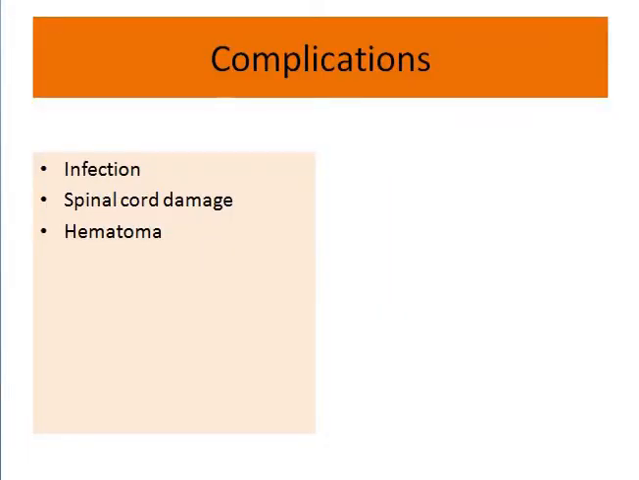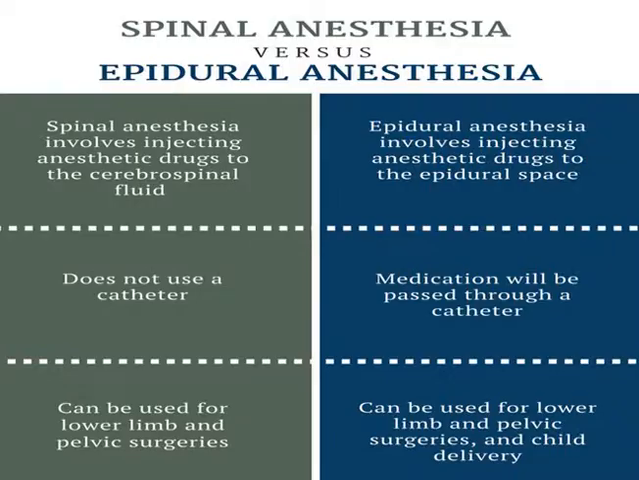The various complications of epidural anesthesia include infection. It is basically through the route of entry. It can also cause spinal cord damage as well as can lead to hematoma formation. Now, we'll discuss the various differences between the spinal anesthesia and epidural anesthesia.